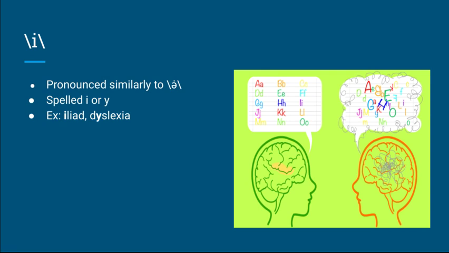Next, we have the long I sound. This sound can be spelled either I or Y. For example, Iliad or dyslexia. So the sound can be spelled I or Y.